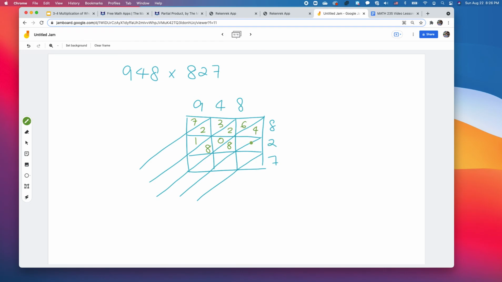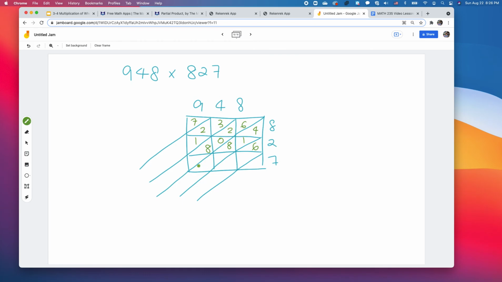8 times 2, 16. 9 times 7. The order doesn't matter in the lattice model, so there's not actually conceptual understanding there. But you can also connect that to the place values, because this is ones, and that's tens, and that's hundreds, and that's thousands, and 10,000s, and 100,000s.